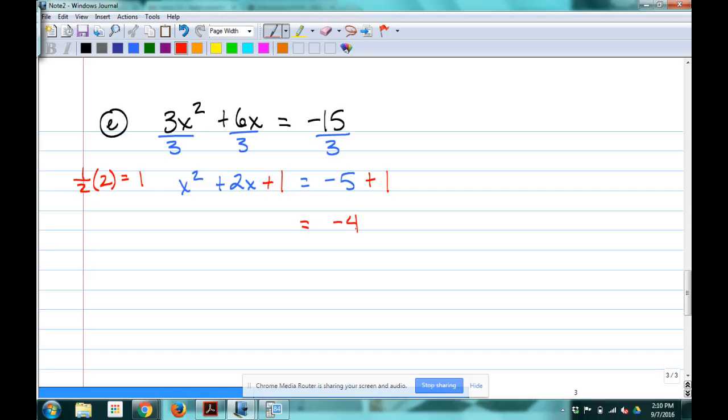So that's a -4 on the right side. That's good. We know how to deal with that. We talked about this yesterday. And then, no, because I want to factor this. Once I've added 1 to both sides, I want to get the factored form of this, which is x plus 1 squared.